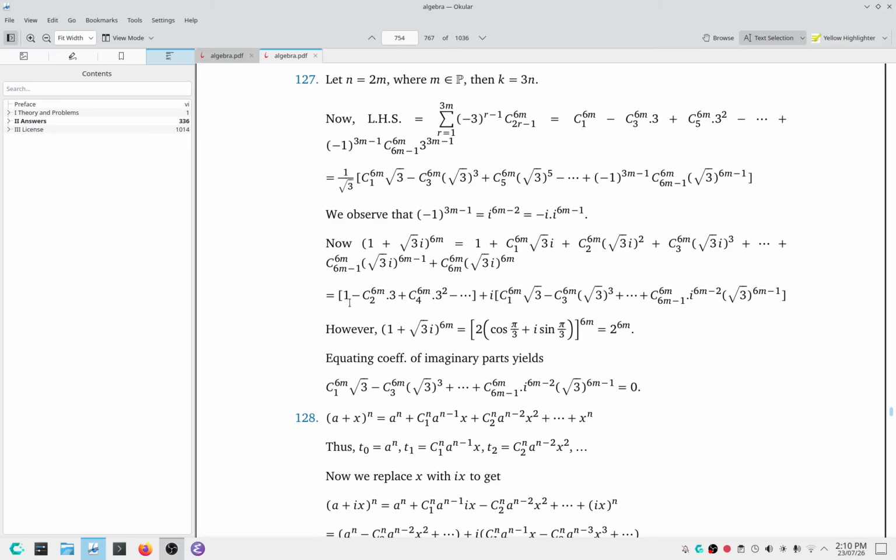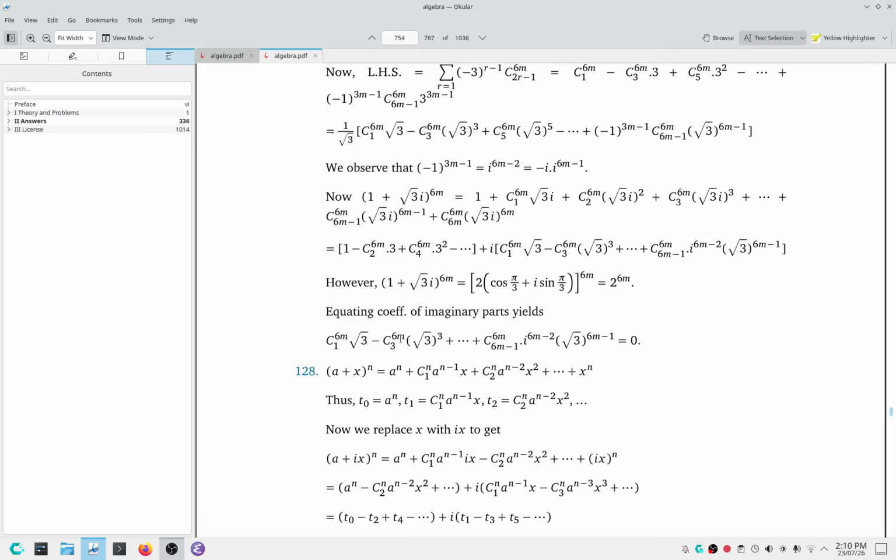So this becomes 1 minus 6mC2 into 3 plus 6mC4 into 3 square and so on, plus i into 6mC1 root 3 minus 6mC3 root 3 cube and so on. Hence, we know that (1 plus root 3 i) to the power 6m is equal to (2 (cos pi by 3 plus i sin pi by 3)) to the power 6m, which is equal to 2 to the power 6m. Hence, equating the coefficient of the imaginary part gives us 6mC1 square root of 3 minus 6mC3 square root of 3 cube and so on is equal to 0, because there is no imaginary part here.